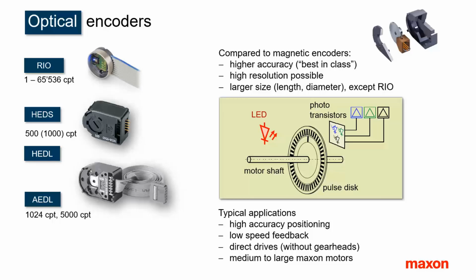Backlash and elastic properties of gearheads counteract the accuracy. Therefore, optical encoders of highest resolution are best in direct drive applications with powerful motors.